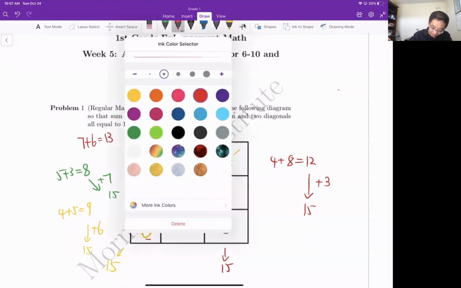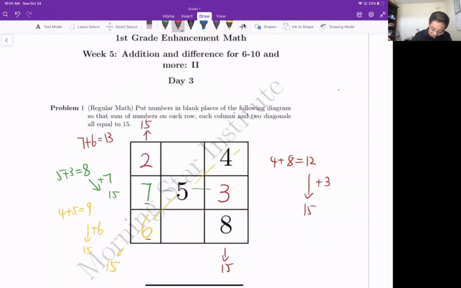And here I look at this row together, right? Okay, so we have 6 plus 8, which is 14. In order to go to 15, we should put 1 here.